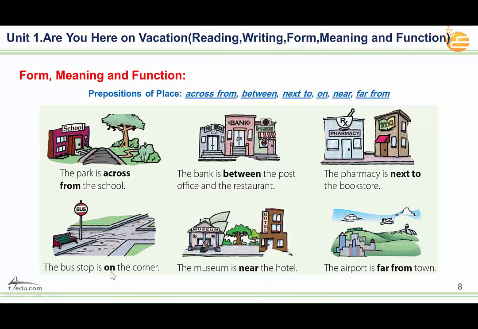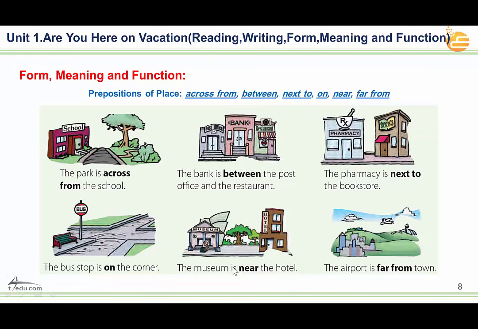The bus stop is on the corner. This is the bus stop. Can you see it? This is the bus stop sign, and this is the chair for the bus stop. So we say the bus stop is on the corner. Can you see the corner? This is the corner. This is a street, and this is another street.